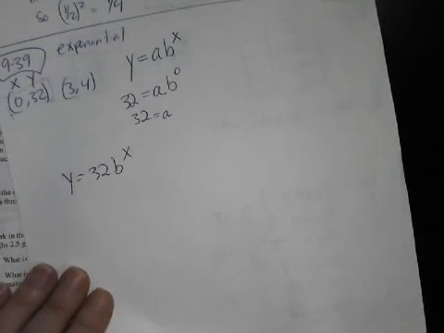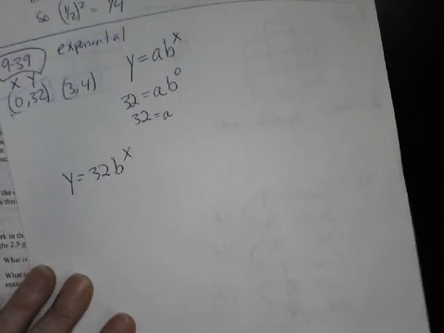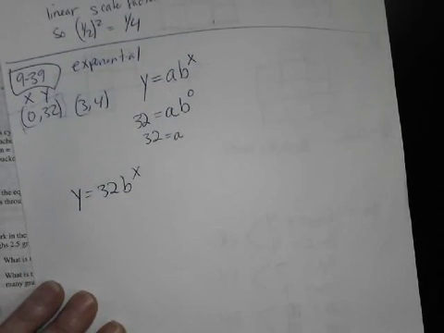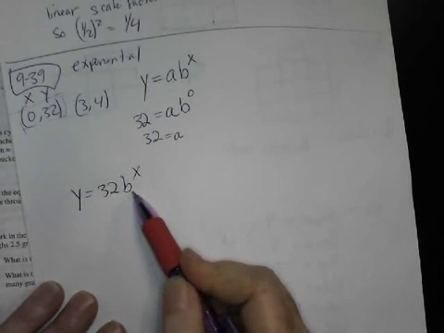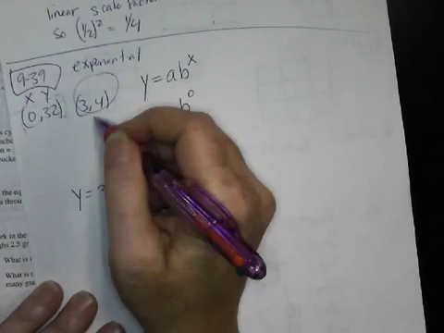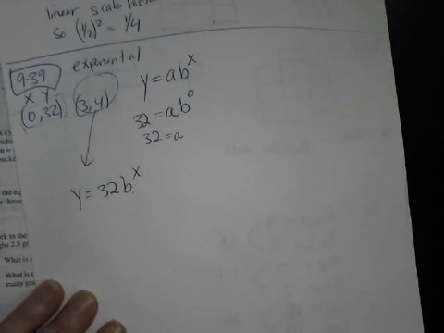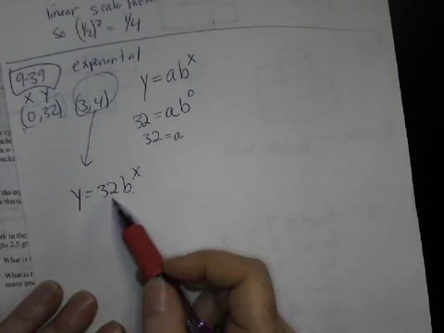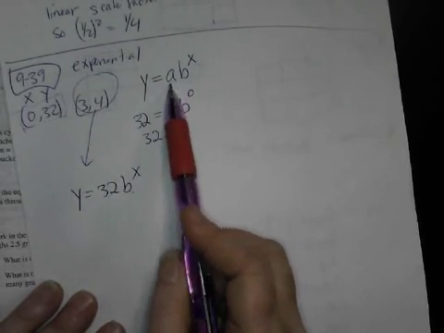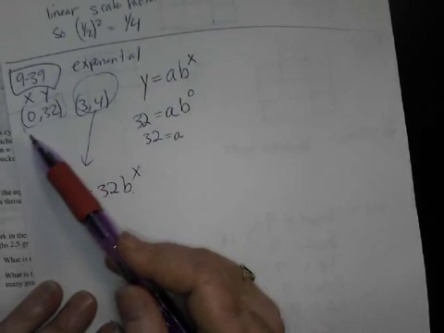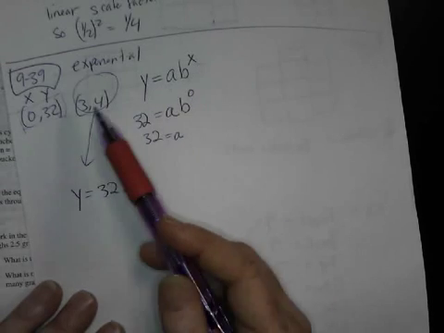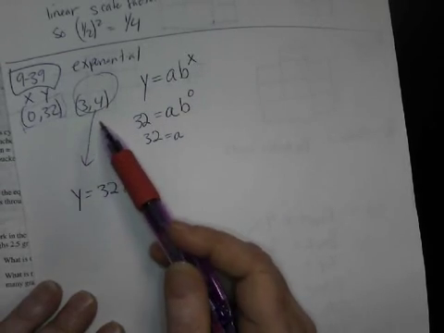So 32 is kind of like the starting value. And then I have to find out what b is. But I can totally find out b because I'll just use this other point now. If there's one with a 0 in it, you want to use it first, because you have to find out 2 things. You have to find out a, and then you have to find out b. So use the one with the 0 in it to find a, and then use the other one to find b. So just plug in, this is an x and a y.